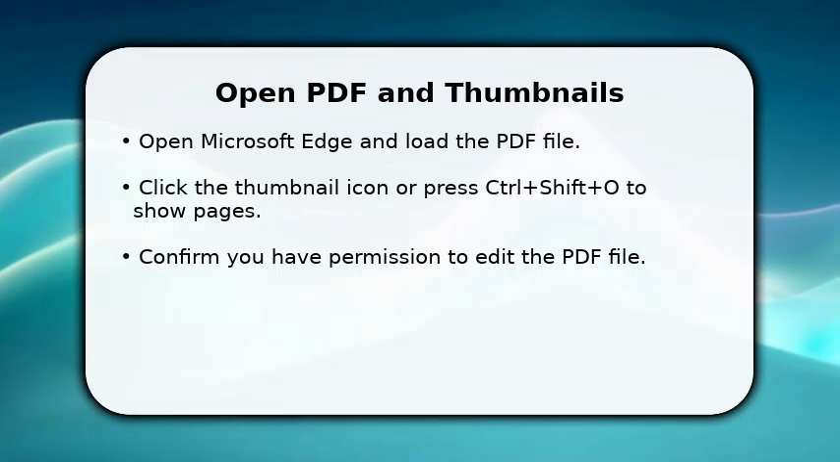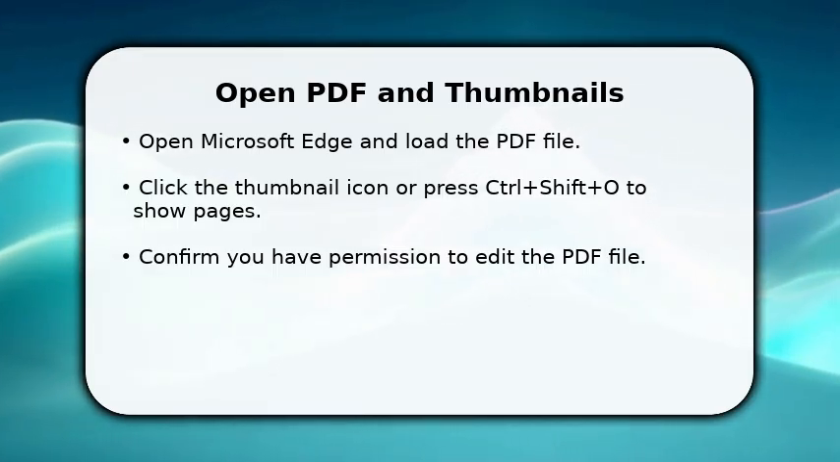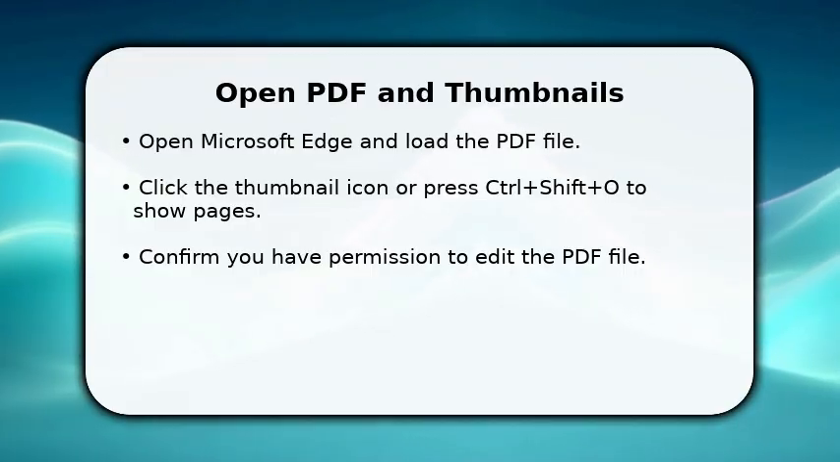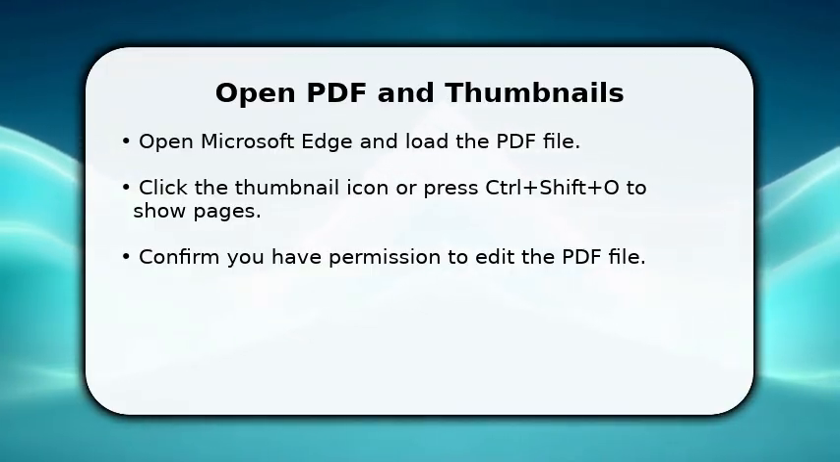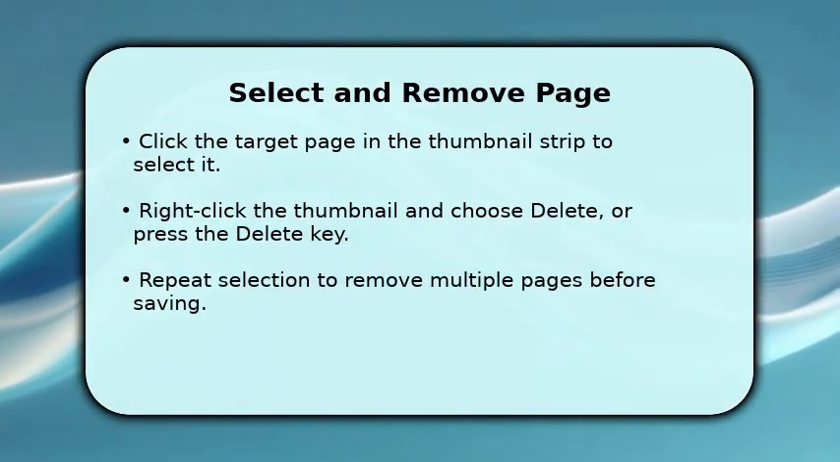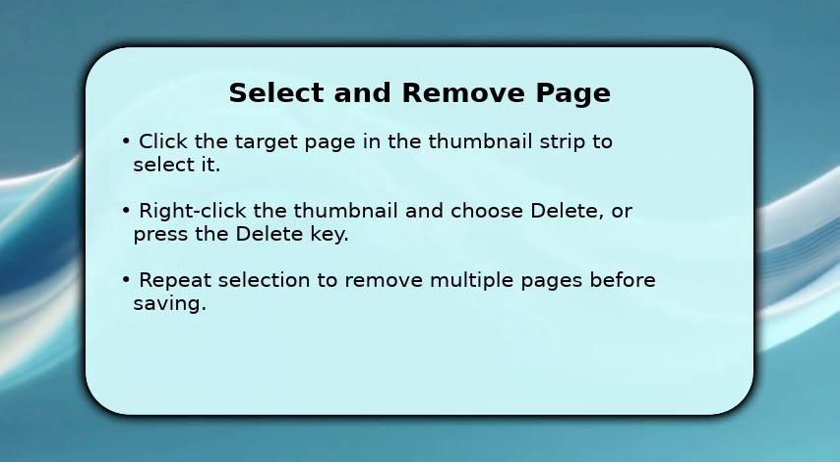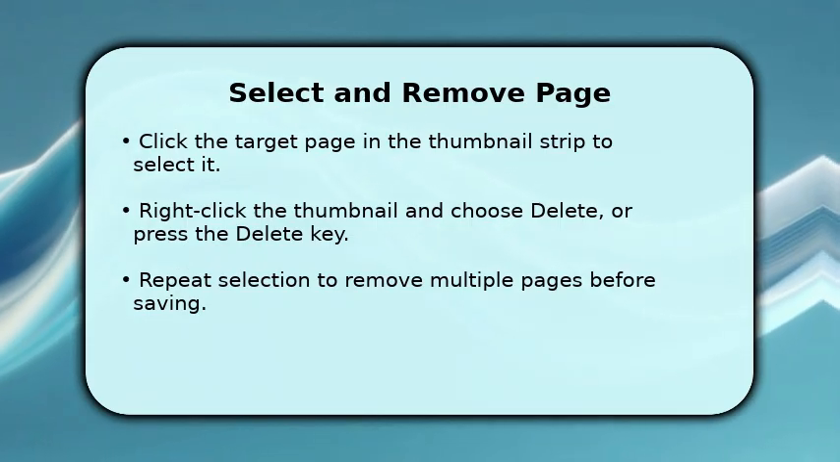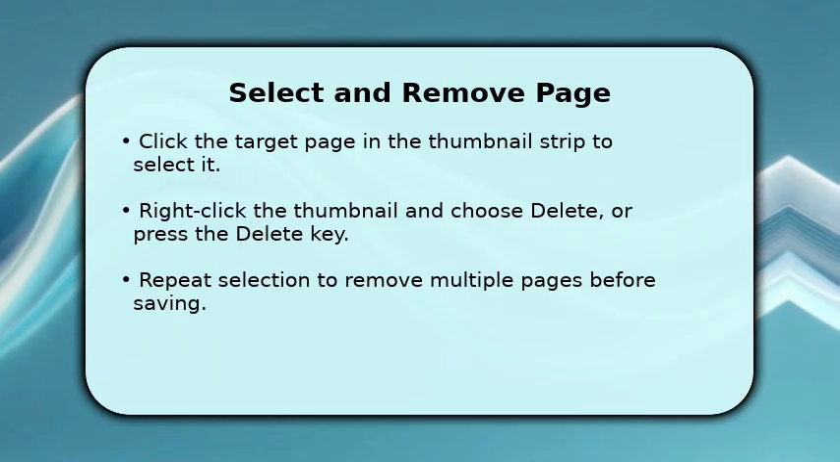Now that you can see thumbnails and confirmed edit permissions, you're ready to select the page you intend to delete and move on to the deletion action. With the thumbnail selected, you remove the page by right-clicking and choosing Delete or by pressing the Delete key on your keyboard. Edge immediately removes it from the document view.